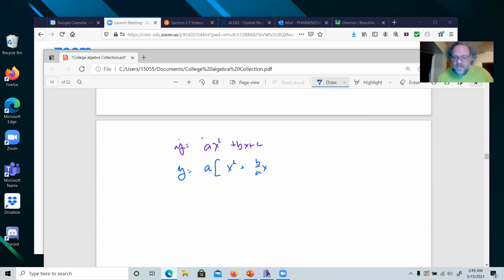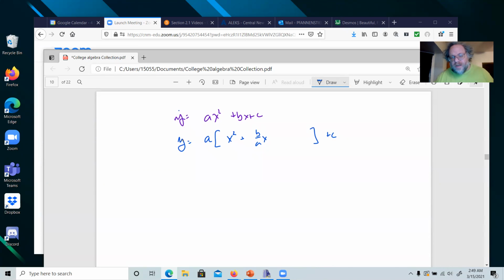So all I did is I factored out an a. If I multiply this back in, this is what we get. Now remember, this was the first step. We're going to set up the form.